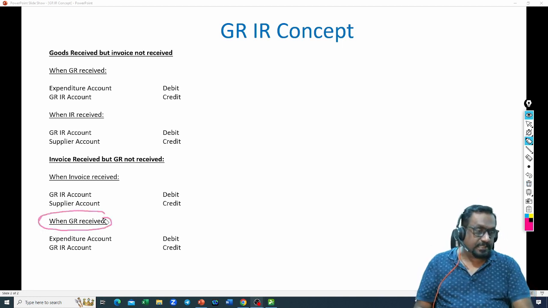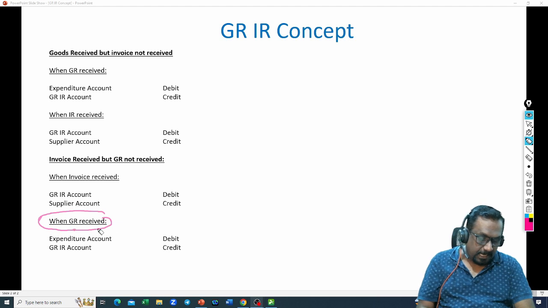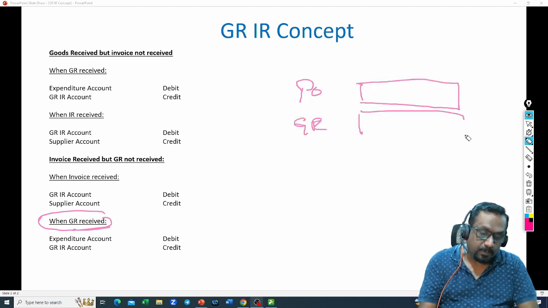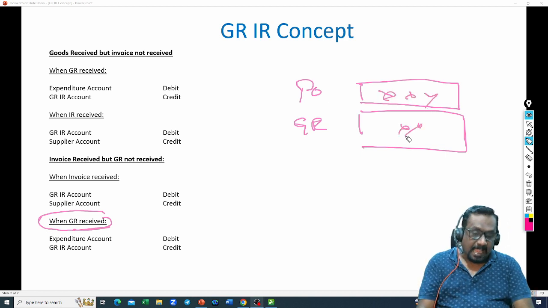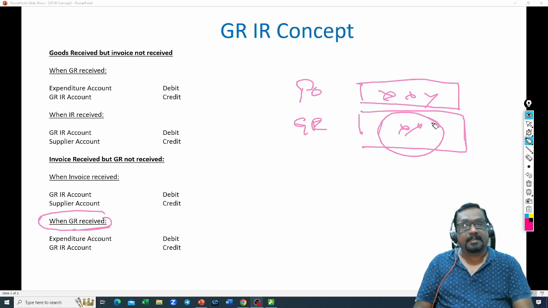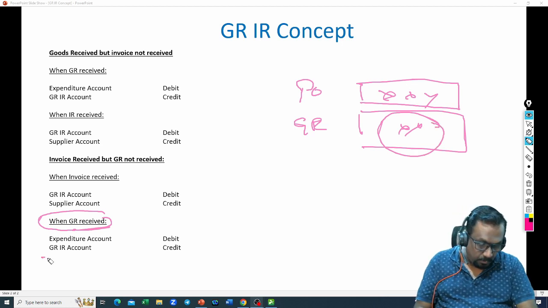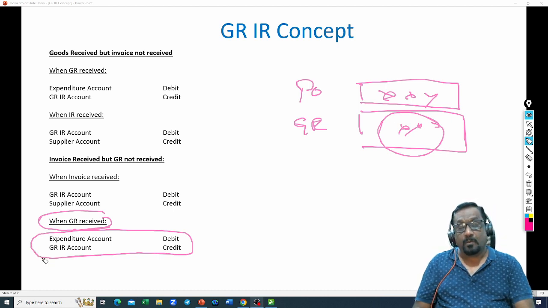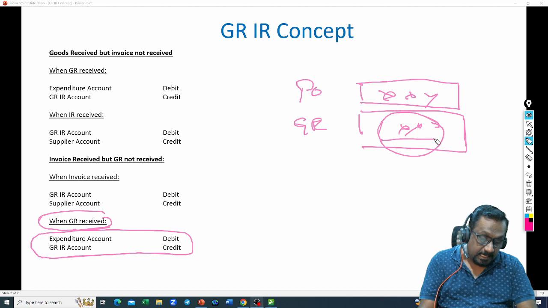Then, when GR is received. Now the invoice is already received, and after 10 days you receive the GR as well. As soon as you receive the GR, what do you do? There will be a PO number here, and there will be a GR against this PO. Against this PO, we go and update the GR. As and when the GR is updated, this entry will be posted by the system at the back end. What entry will the system post? Once the GR is updated, it will debit the expenditure account and credit the GRIR account.